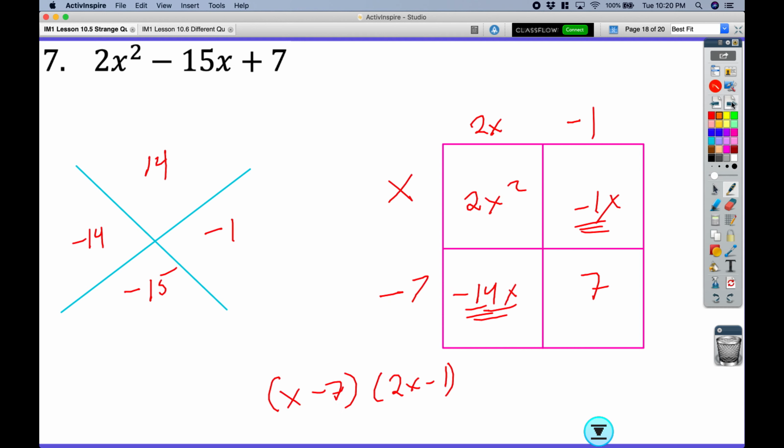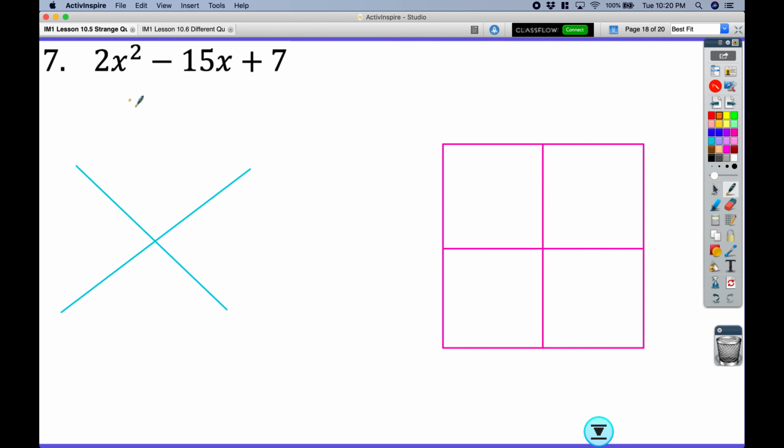Okay, so let's go ahead now and look at this one. This one's pretty straightforward because you're looking for numbers that multiply to 14 and add to -15. So those two values would be -14 and -1. So right here, I'm going to have my 2x squared, I'm going to have my 7, I'm going to have my -14x and my -1x.